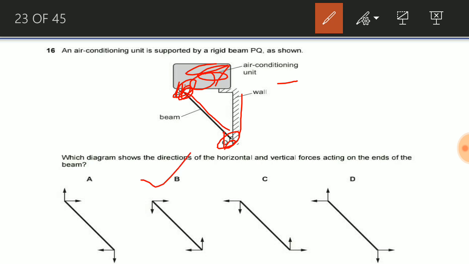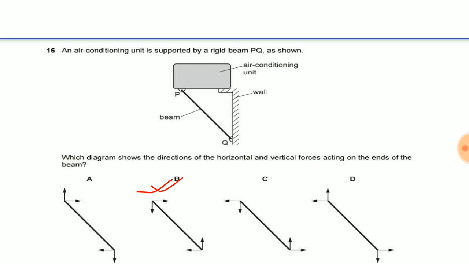For this, option choice B is the correct answer. This is acting in the right direction, this is acting down, this is acting in the upward direction, and this is acting left, and they give the resultant here. So they are balancing with each other. Because of that, no net force is experienced by PQ. Now let us move to question number 17.